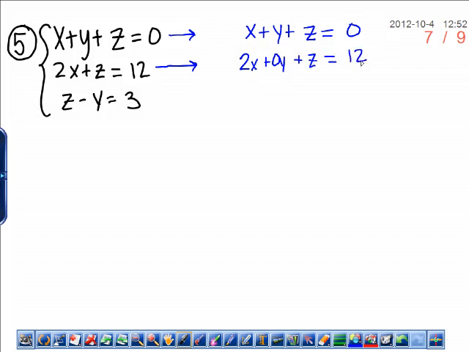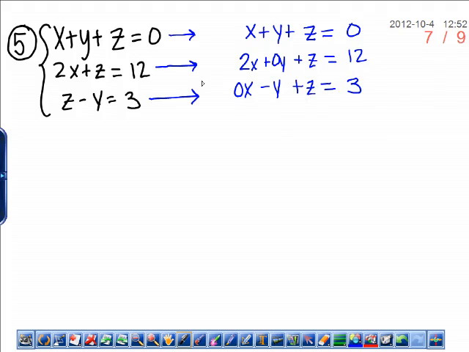Should you use a matrix for anything? Okay. What are we missing here? We're missing an x, so 0x, then minus y plus z equals 3.